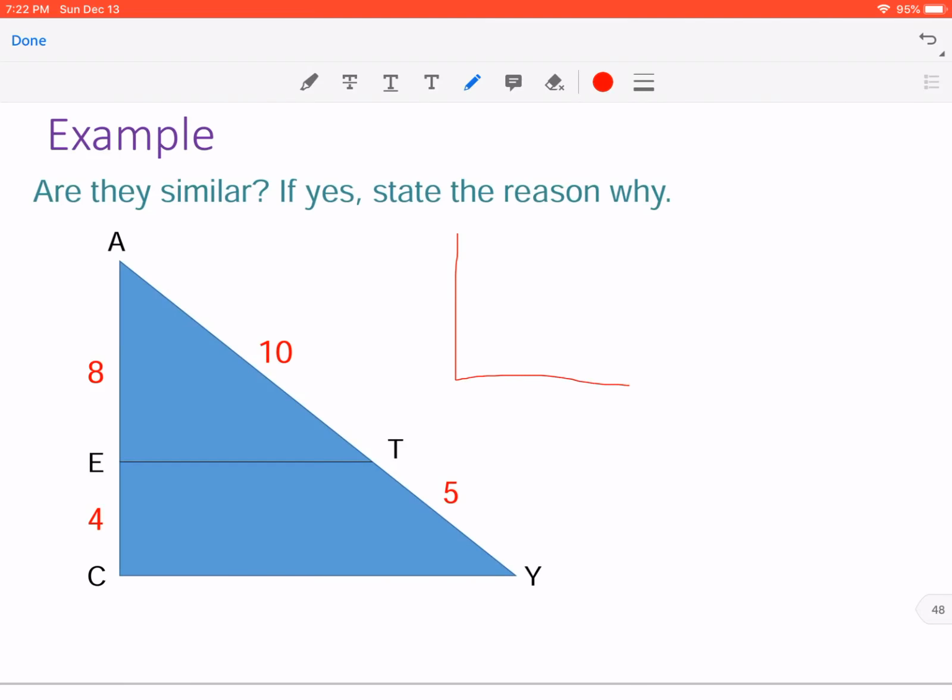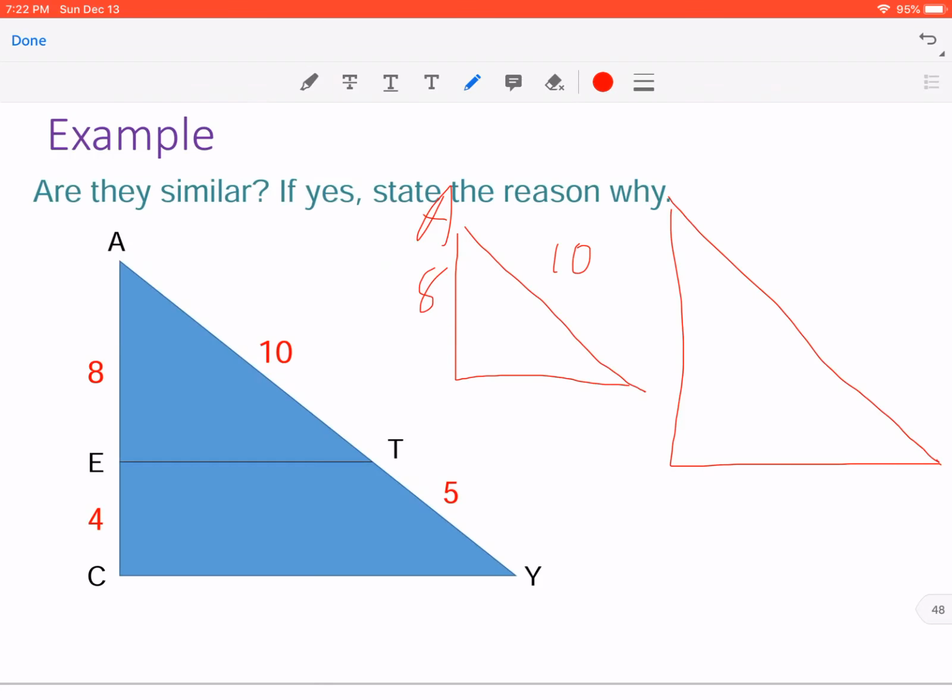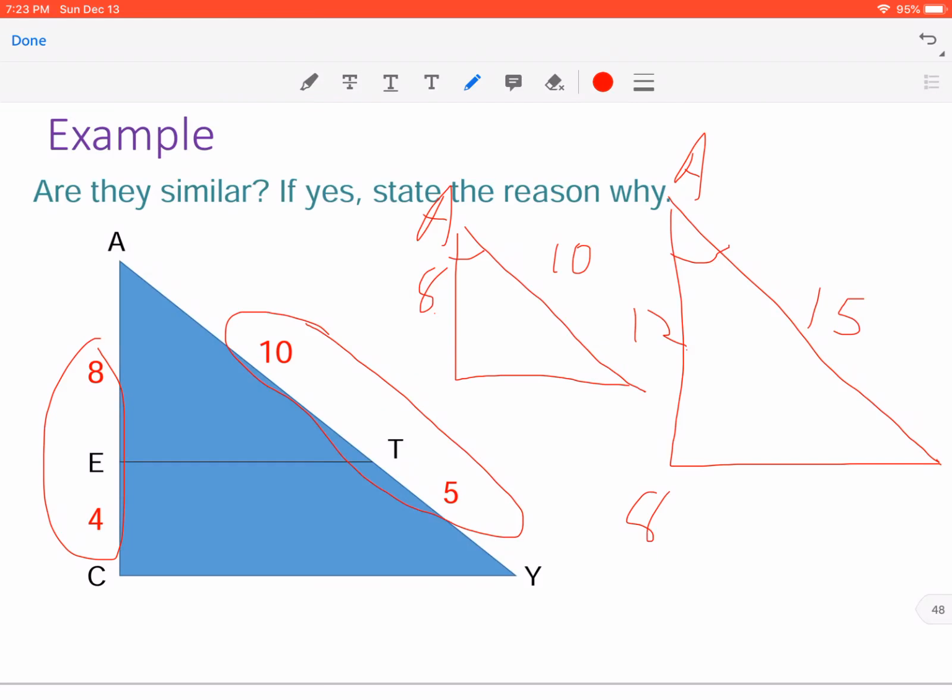I got the little triangle, but the little triangle has angle A at the top. It's 8 here and 10 here. Then I got the big triangle. It also has angle A at the top, but remember the total piece here is 12, 8 plus 4, and the total piece here, 10 plus 5, is 15. You know they have angle A in common, so let's check 8 over 12. Alright, 8 over 12, that's 0.6 repeating, and then 10 should go with 15.